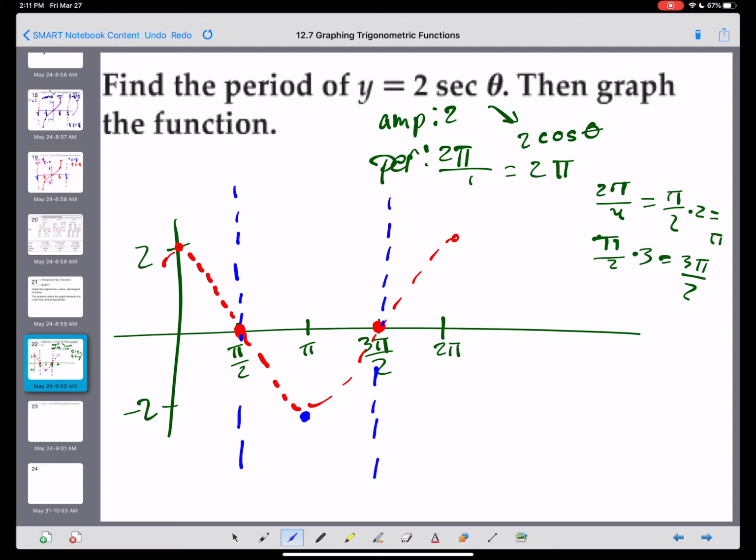These coordinates right here, the highs and lows, I'm going to have parabolas coming from there. And that's it. That's my secant graph. It's just graphing cosine and then doing another step or two. Nothing too crazy about that, to be honest. All right. Moving on.